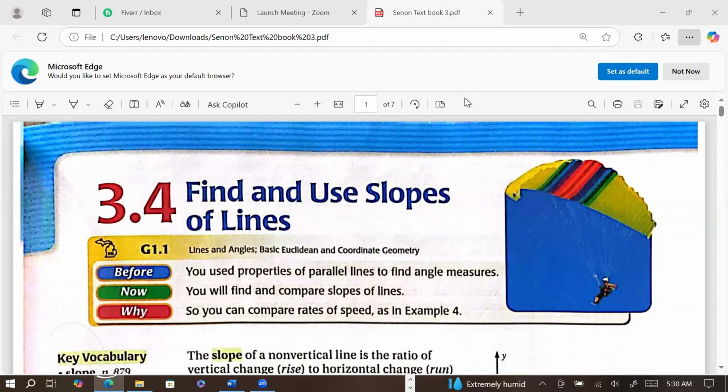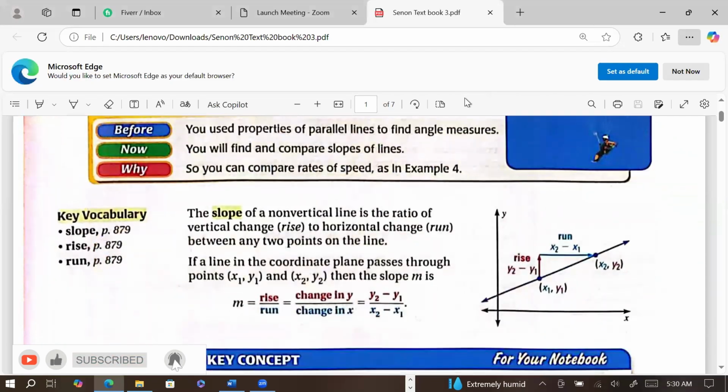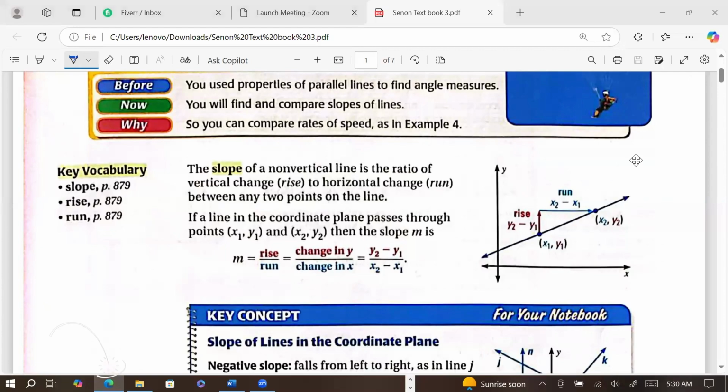We will learn slopes of lines. Find and use slopes of lines. So there's a formula to find the slope of a line. We can find the slope by subtracting y2 minus y1, and it is divided by x2 minus x1. The order cannot be changed.